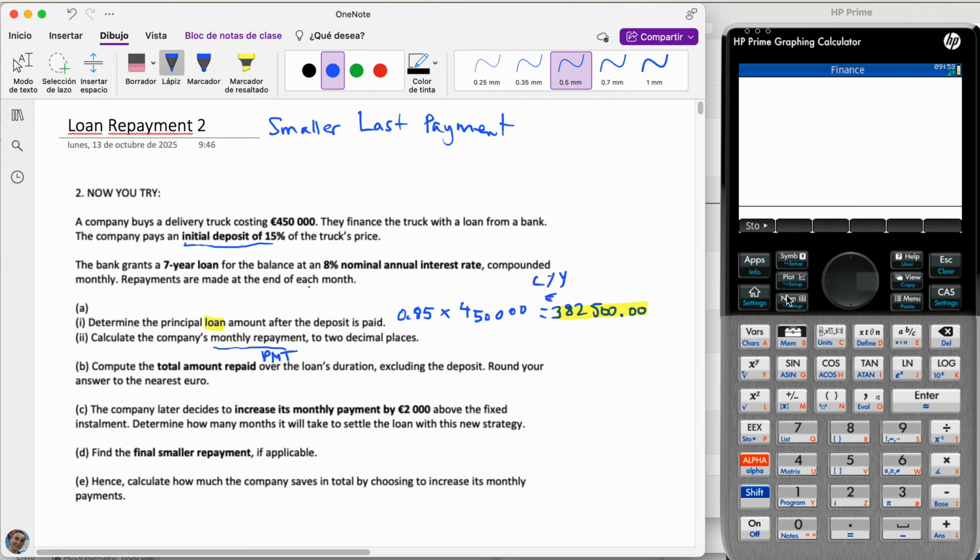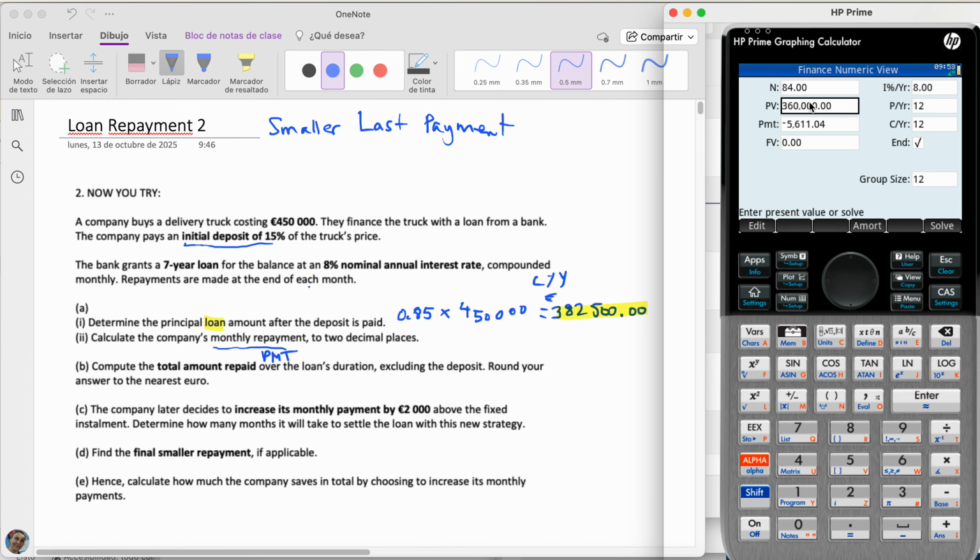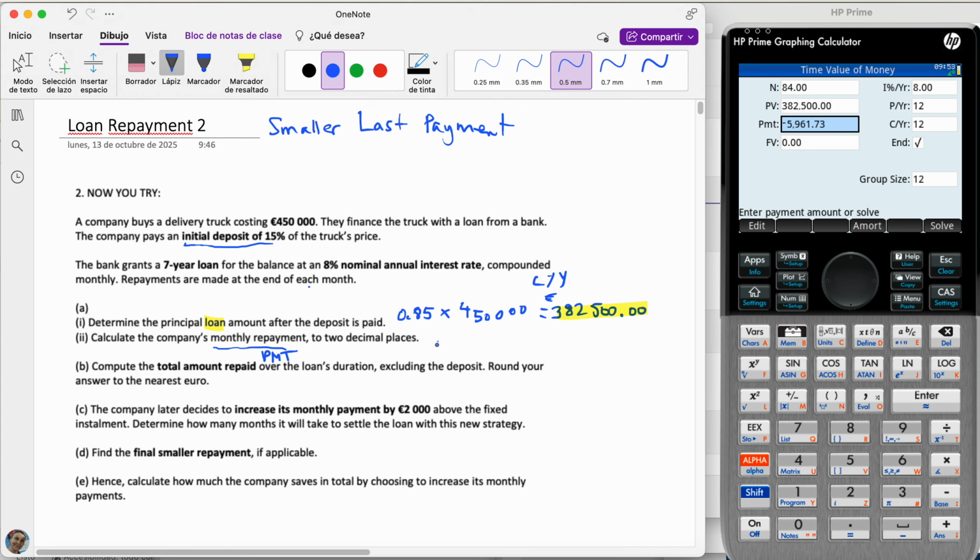So they need the PMT. Okay, so let's go here. This is going to be 7 years monthly. So type in 7 times 12, there's your 84. 8%. Our initial amount of the loan, or principal amount, as they sometimes say, is going to be this. And we need the payments, okay? So if you just hit solve, then you see that you get 5961.